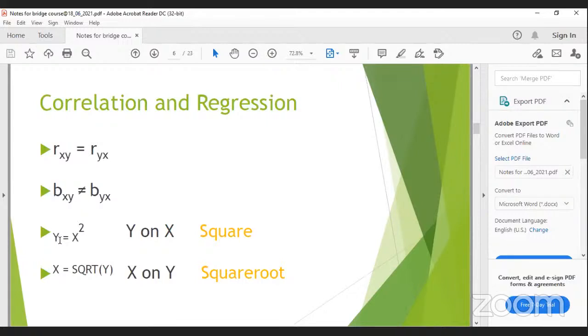For example, if I consider y equal to x square, what is the meaning? It is y on x, a polynomial of degree two. But if I take x equal to square root of y, this becomes my x on y. Here I will get a different byx, and here I will get a different bxy. So it depends on the problem. That's why the regression coefficients change, but the correlation coefficient remains the same between the two variables. This is just a note.